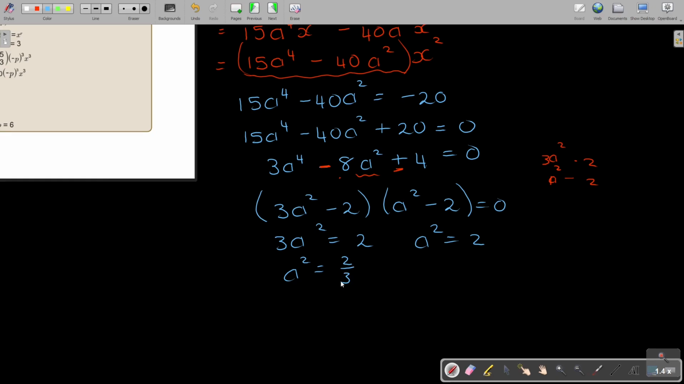I will now take the square root. So a, and don't forget your plus minus, equals the square root of 2 over 3, and you can leave it like that. And a equals plus minus the square root of 2, and those are your answers. So lovely how they combine chapter 2 with chapter 1. And that is example 3.